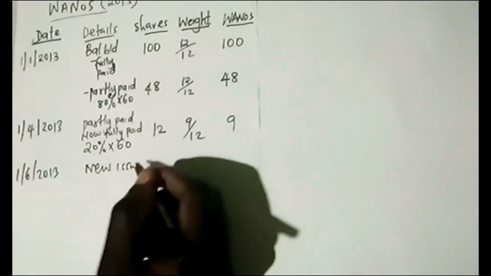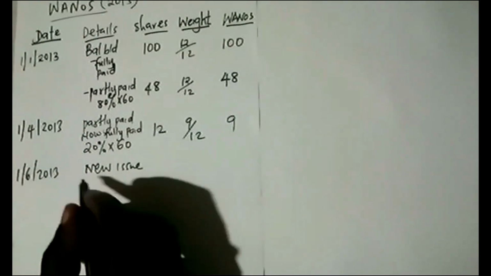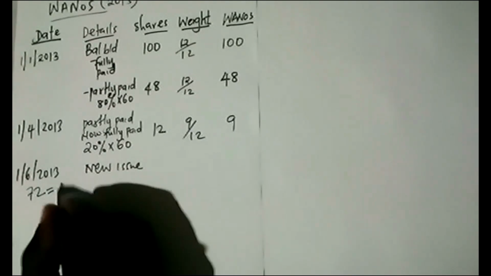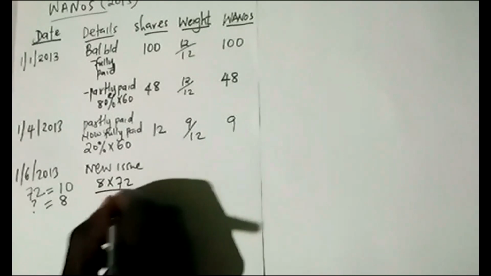So new issue. This one we have to equate this way. Remember that the 72 million shares in the market were trading at 10, of which they were issued at 8. So we have to talk about what about 8? Because they were never issued at full market price. They were issued at 8. Their par value was 5, but the market price was 10. So 8 times 72 over 10.